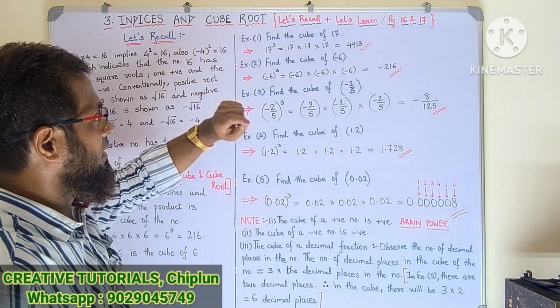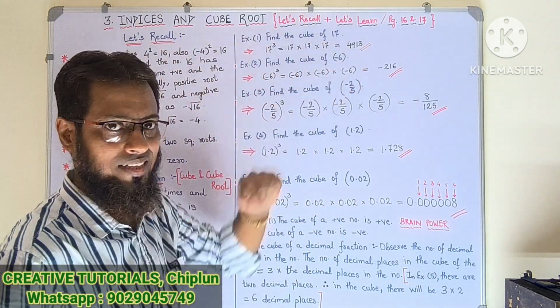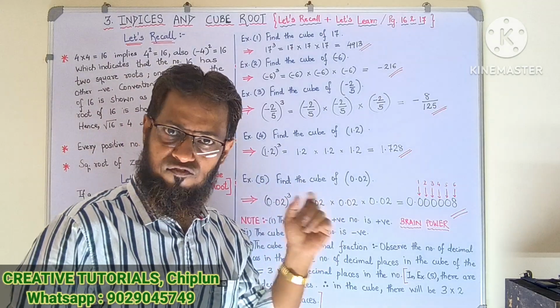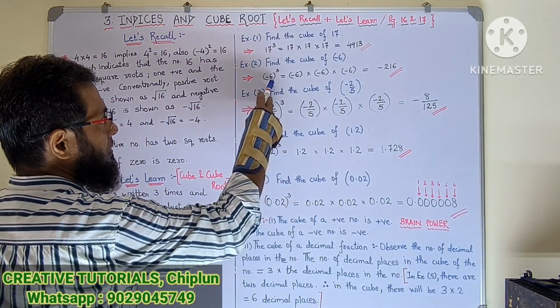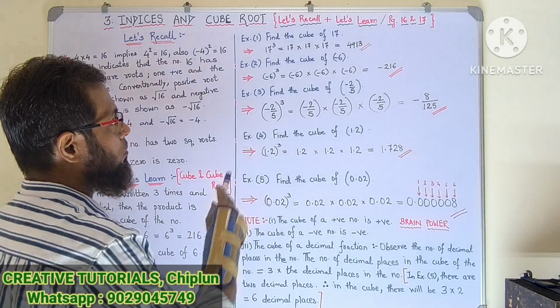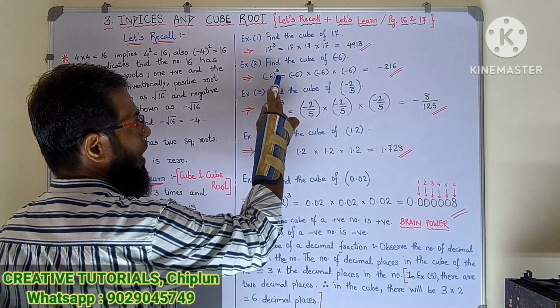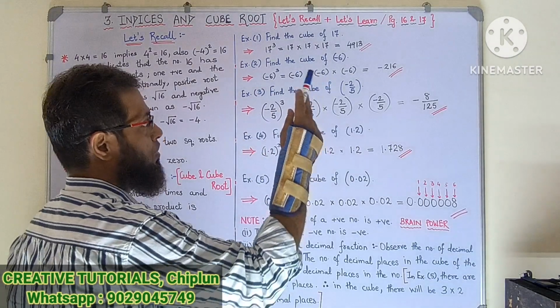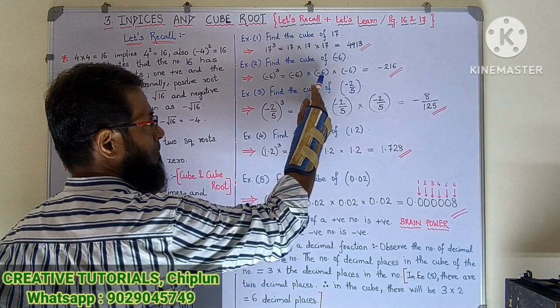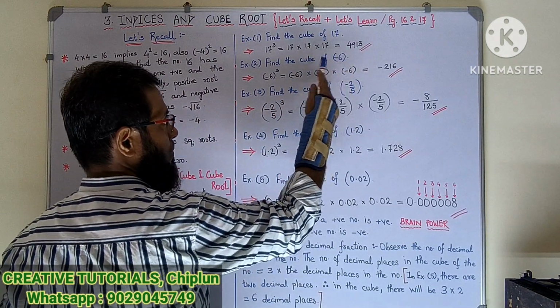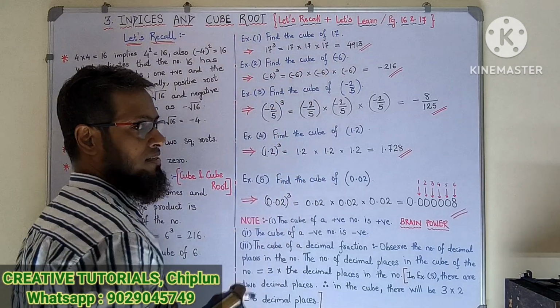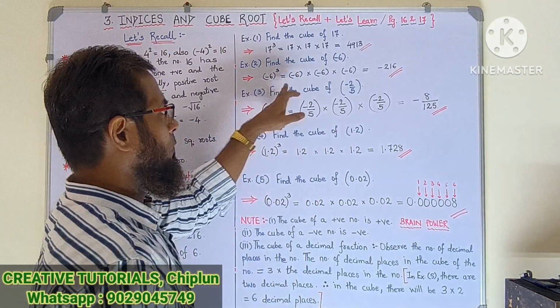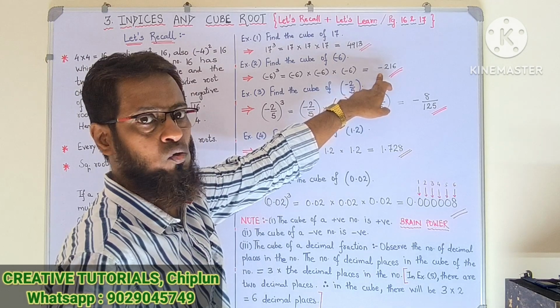So the second example says find the cube of minus 6. Okay. Now minus 6 is a negative number. So we'll say that minus 6 the whole cube is equal to, now minus 6 is our number and it is the cube. So we will take minus 6 and multiply it 3 times. So minus 6 multiplied by minus 6 multiplied by minus 6. 1, 2, 3. We took minus 6 3 times. And when you multiply this, you will get the answer as minus 216.